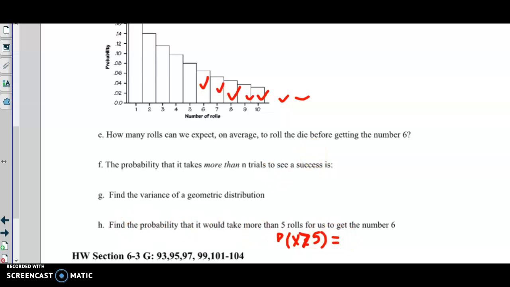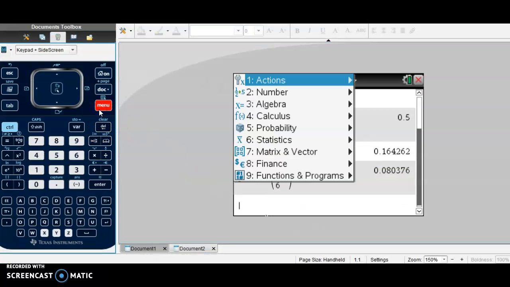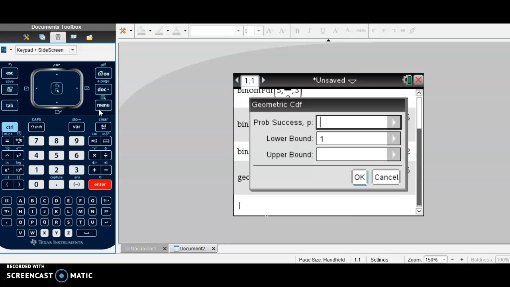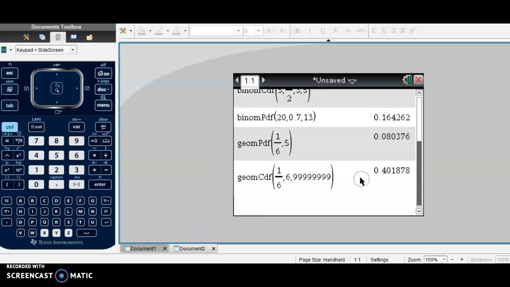Let's see what that looks like in the calculator. So obviously I'm going to pick CDF, right? That's an inequality. So I'm going to go to Menu, Probability, Distributions. I'm going to go down to Geometric CDF. My p is still 1/6. And my lower bound is 6, right? Greater than 5 means 6 or more. And then my upper bound is infinity, so I'm going to put 9999999. Click OK. Here's the probability of it taking more than 5 rolls to get a 6. So what's that again? 0.402.